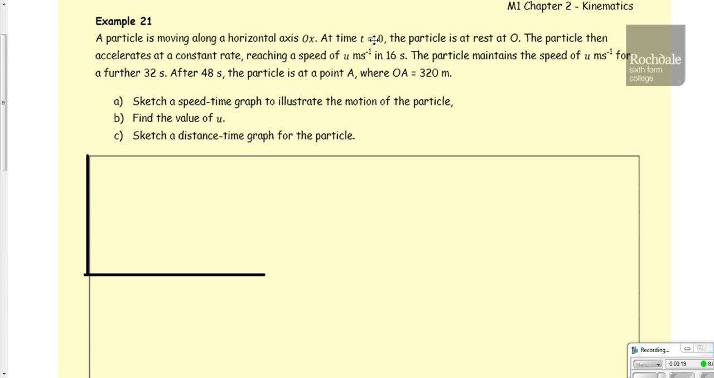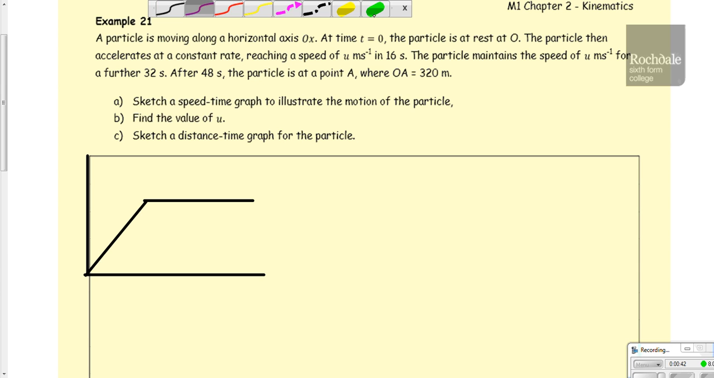At time t equals 0, the particle is at rest and then accelerates at a constant rate. So that means we have a straight line reaching a speed of u. It then maintains that speed for a further 32 seconds. So if it maintains that speed, that's a horizontal straight line. If we put some labels on our graph, it was accelerating at a constant rate to a speed of u. We don't know what that speed is.